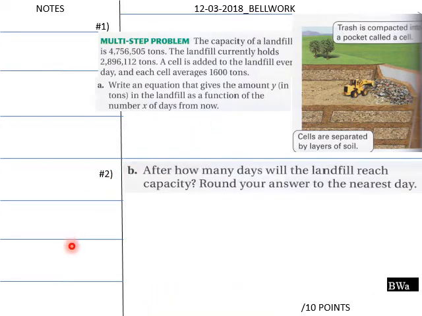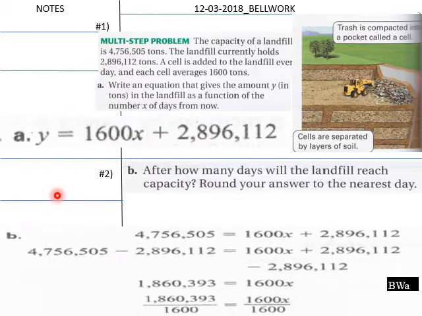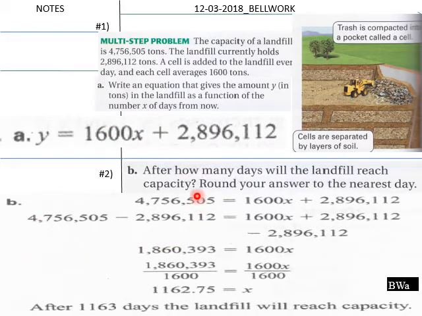Okay, welcome back. Here's your solution for A. This would be the equation, or function, that you would have to come up with here. And then for B, this is what you would do here. Round your answer to the nearest day. So about 1163 days for the landfill to reach its capacity.